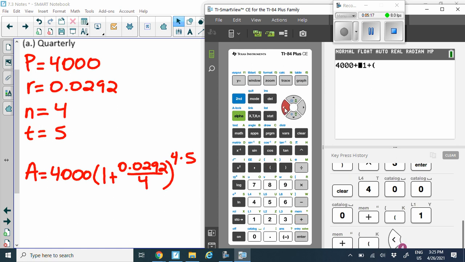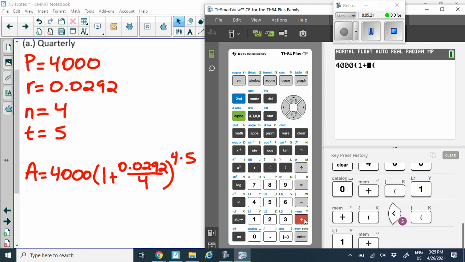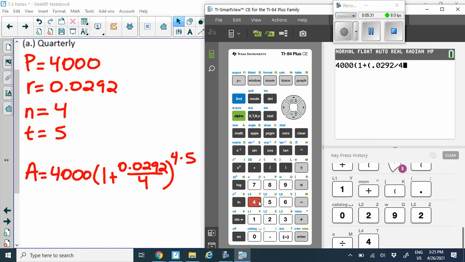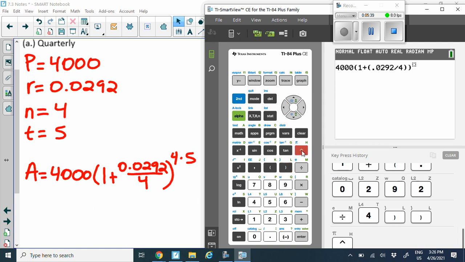Excuse me, that should not have been 4,000 plus. It should have just been parentheses, 1 plus, parentheses. There we go. Okay, so I'm going to first put my numerator in, divide by 4. Now, after this, I have to do 2 sets of parentheses to close the fraction and to close the 1 plus. Now, I do to the.